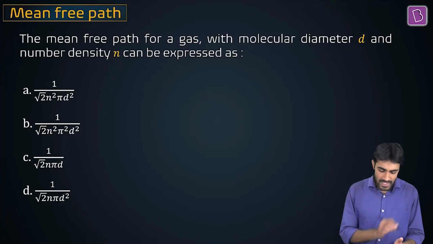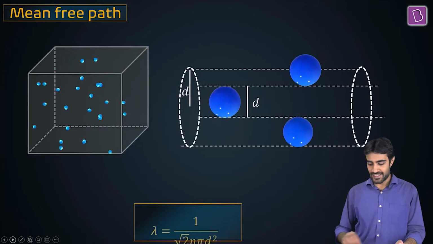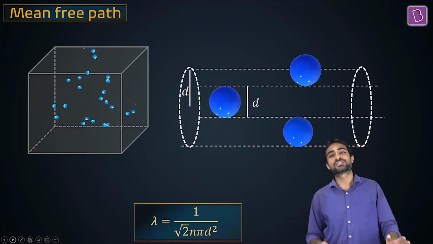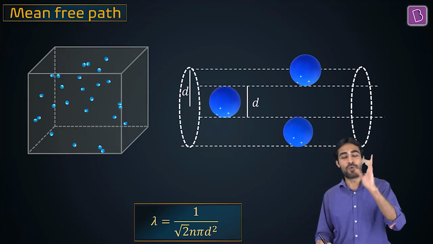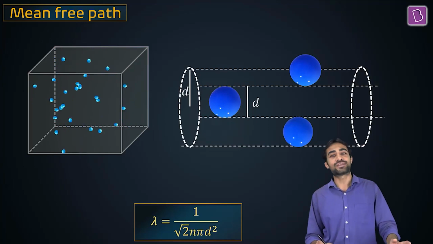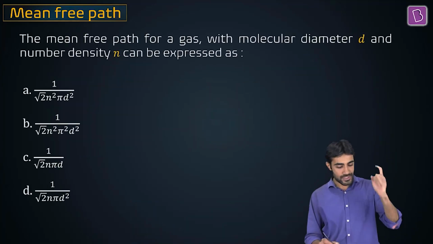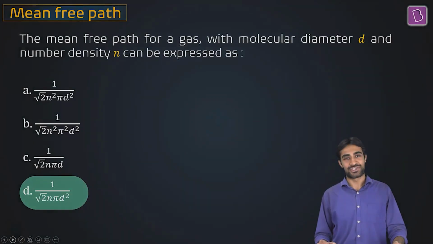And you know the exact formula for mean free path would be this. It is 1 upon root 2 n pi d square, where n is the number of molecules per unit volume and d is the diameter of our particle. So we can go and mark option D as the right answer for our question.